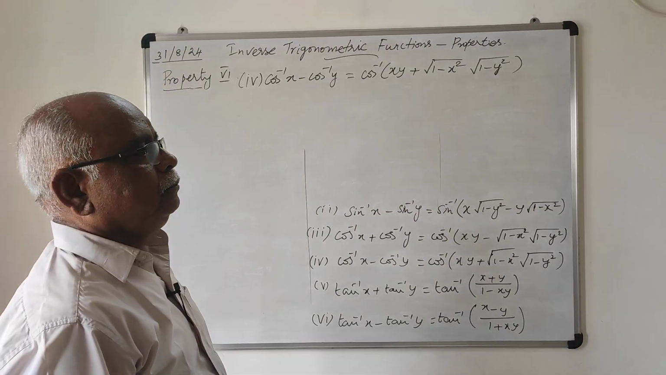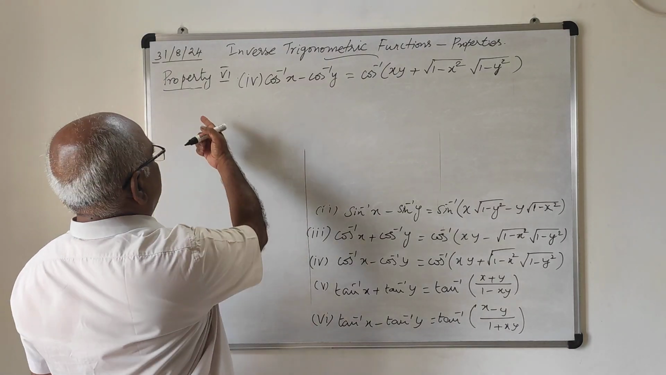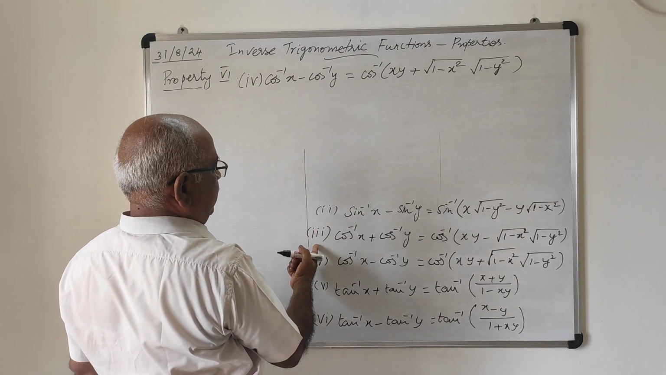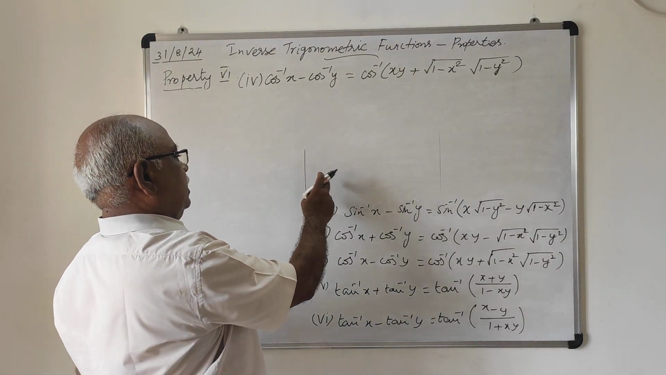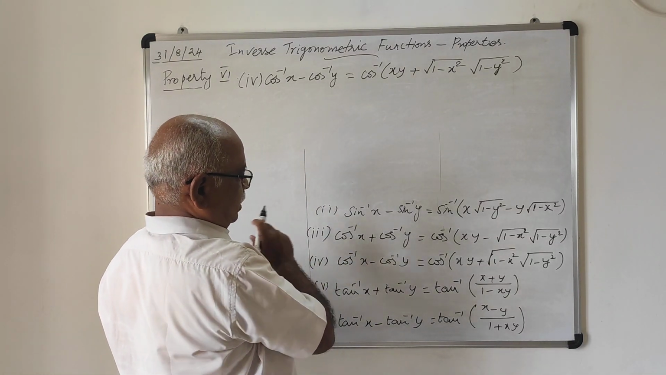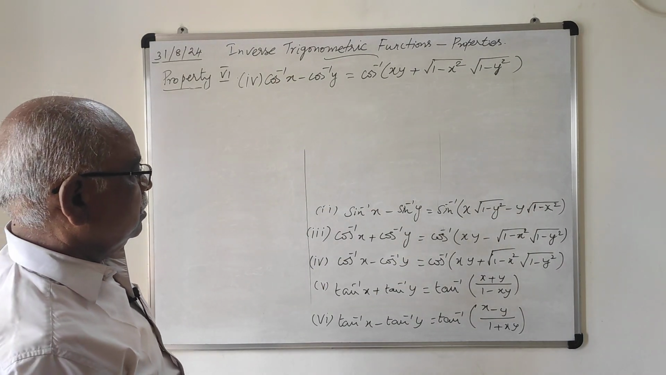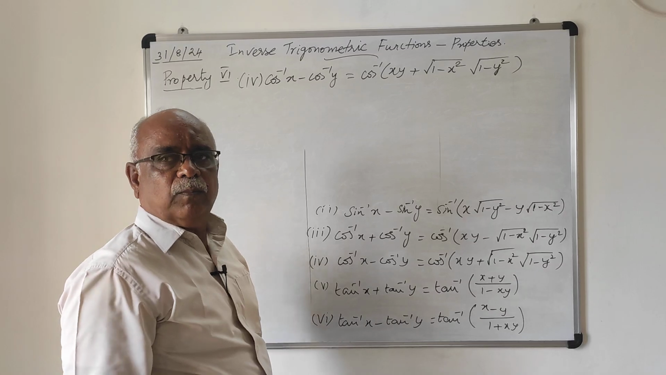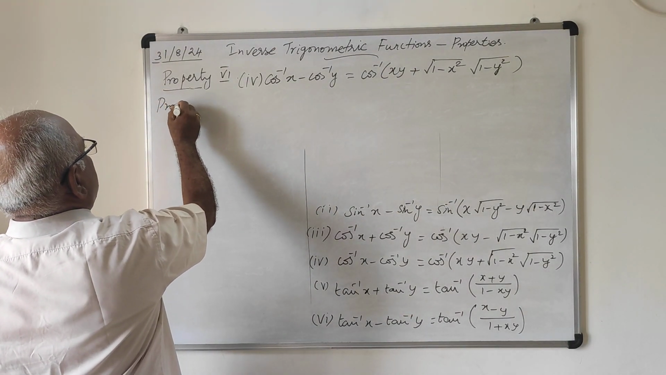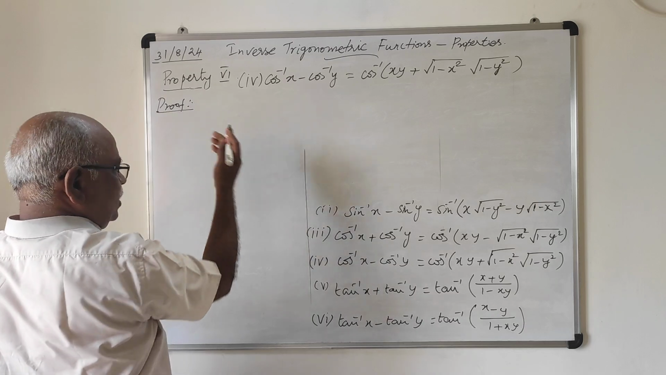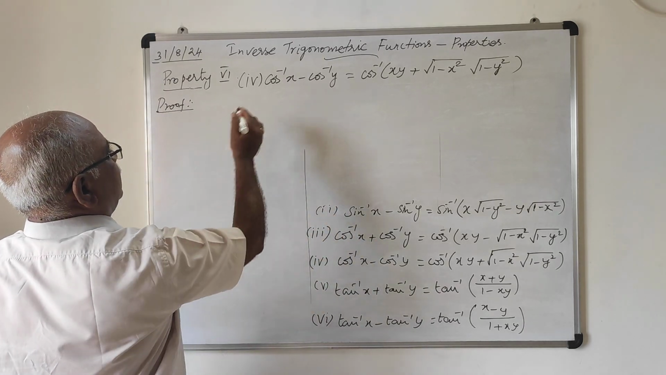Okay? Now, in property 6, results 2 and 3 are proved as usual, as in the case of result 1. Now I am going to prove the fourth result: cos inverse of x minus cos inverse of y equal to cos inverse of xy plus root of 1 minus x square into root of 1 minus y square.